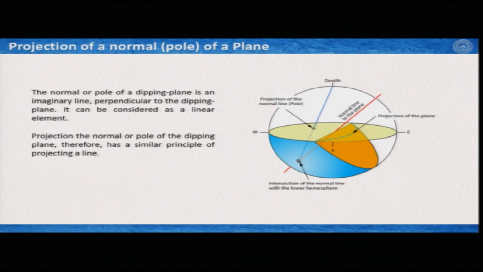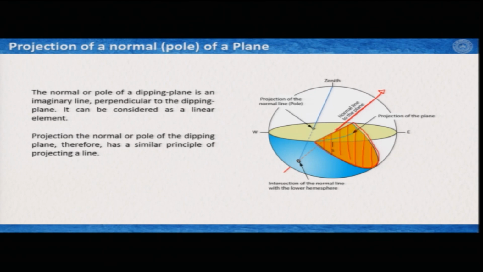So, the normal, or pole, of a dipping plane is an imaginary line perpendicular to the dipping plane, and as I said, it can be considered as a linear element. Projecting the normal, or the pole, of the dipping plane therefore follows a similar principle to projecting a line. What we see here in this diagram, you may remember, is the plane we were concerned with, and then we have to draw a normal on this plane. So, this red line here is the normal to the plane.